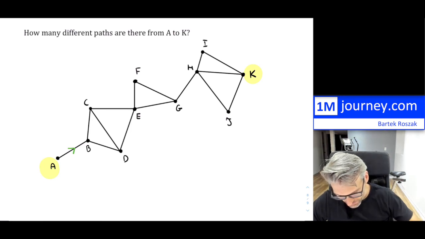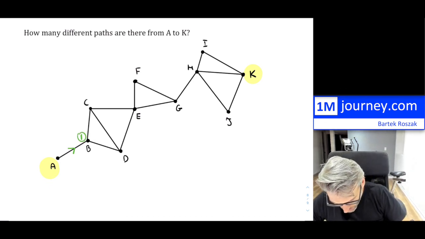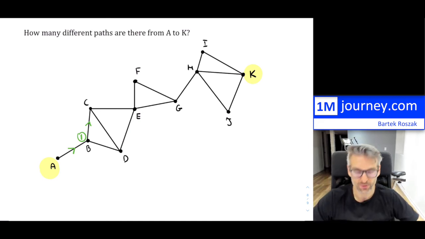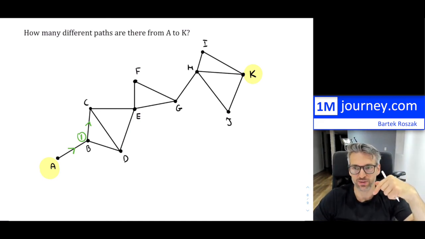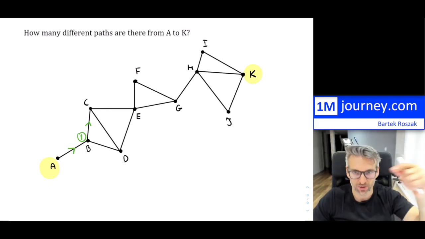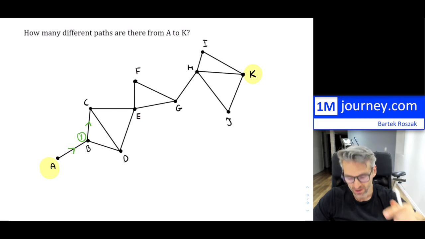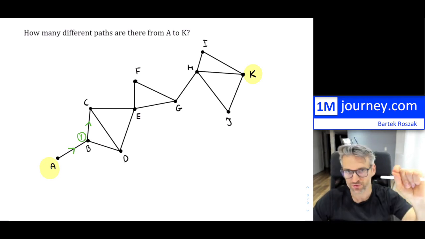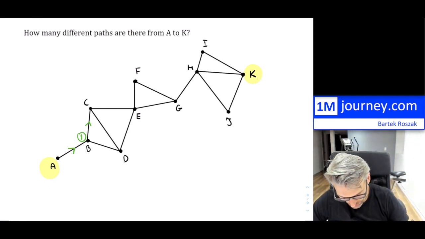For instance, to get from A to B, there's only one way to do it. So I'm going to put a little 1 there to go in this direction. Now, to go to C, you will notice that there's only one way from B to get to C. We're assuming we can't just keep going back between cities. Once we've traversed something, we're not going to traverse it again, going back and forth. So we're doing the paths which have the least amount of backtracking in the direction.